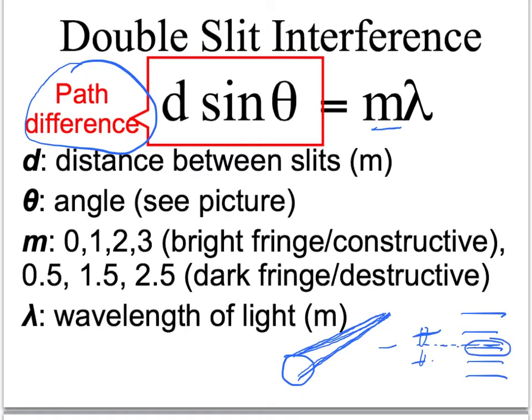So tell me which bright fringe you want to know, and we number those 0, 1, 2, and 3. Tell me which dark fringe you want to know. We number those 0.5. Imagine if this is 0, the one that's right in the middle, the next bright place is 1, so the dark place in the middle is 0.5. So that's m, telling me which one you want to look at. And then lambda is the wavelength of the light. And this equation basically tells us where each bright and dark spot will show up.